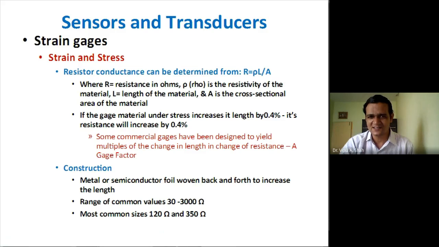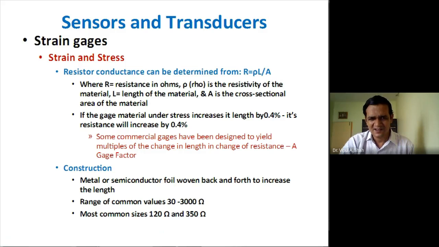So in the unforced condition, you have the material of construction that has a certain length, capital L, and a certain cross-sectional area, capital A. If the gauge material under stress increases its length by 0.4%, its resistance will increase by 0.4%. That is the normal equation which you have to remember for measurement of this.